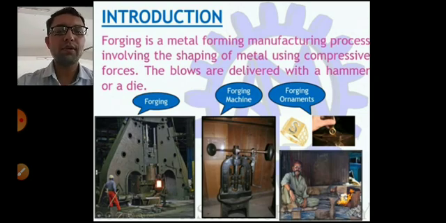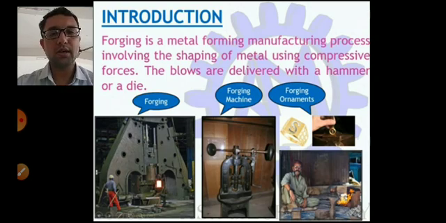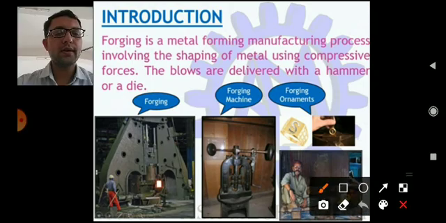So the metal deforms under the specific force, and whenever we remove the force, after some time the metal automatically reaches room temperature and retains the shape. It is a plastic deformation, not an elastic deformation. So we will get the required shape as per the force we apply with the help of punch and die.